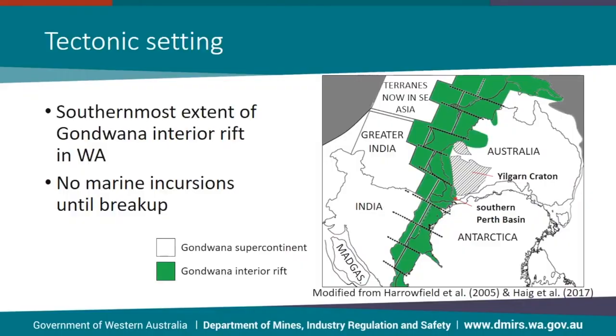The Perth Basin is a result of progressive rifting between Greater India and Australia. The Southern Perth Basin formed part of the eastern Gondwanan interior rift, and within present-day Western Australia, it represents the southernmost extent of this interior rift. This means that this part of the basin did not see the major marine incursions as seen in the Northern Perth Basin and northwards. This has made stratigraphic correlations within the basin more difficult.